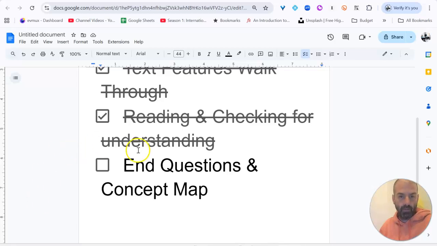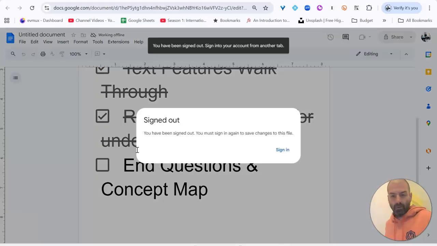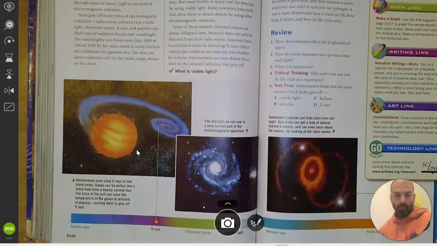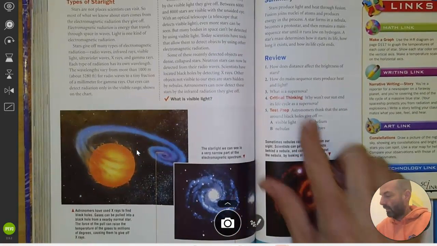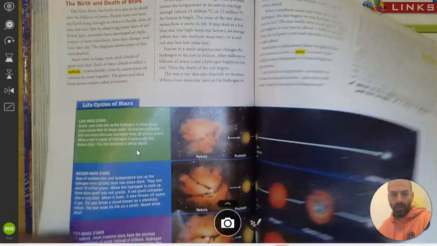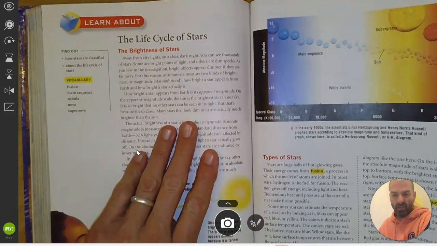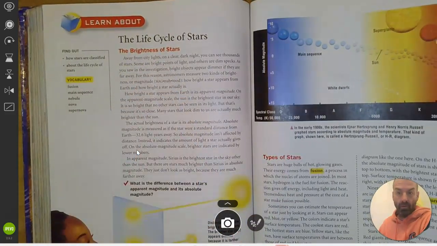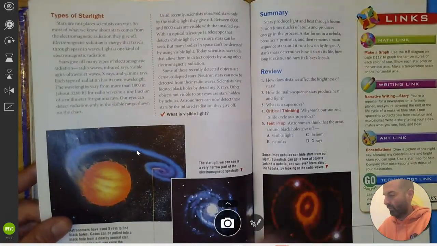All right, so the final thing we're going to do is review the questions and then create a concept map. So if I go back to my chapter, I had some questions. How does distance affect the brightness of stars? I can always go back and check because the questions kind of go in order. And the farther something is away, the dimmer it is. So I got that right.